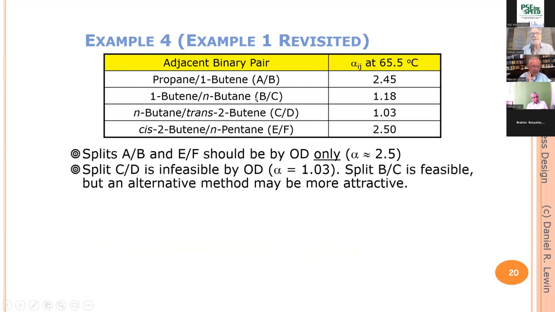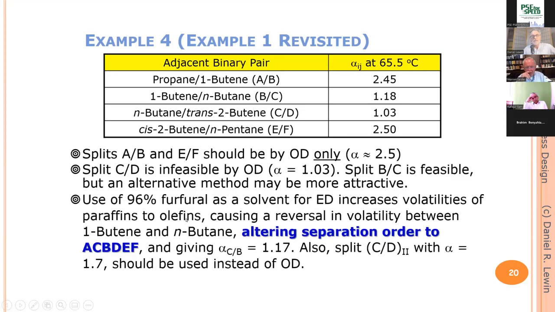On the other hand, C to D is bad news. We have here only 1.03. The minimum alpha you want to consider for distillation, there's a heuristic for that too, is 1.05. This is under that. So C from D would not be done by ordinary distillation. We need to look at extractive distillation for that one.